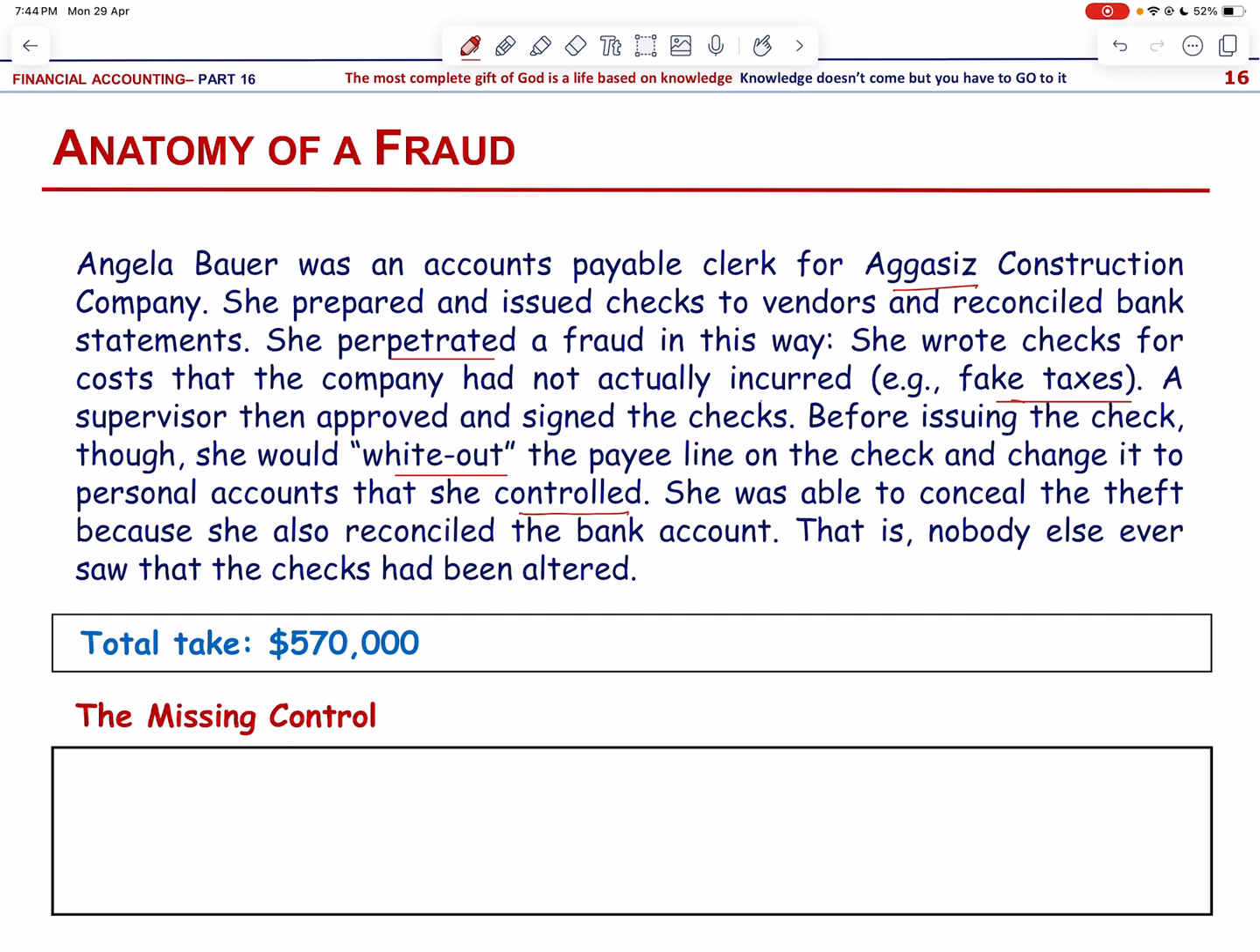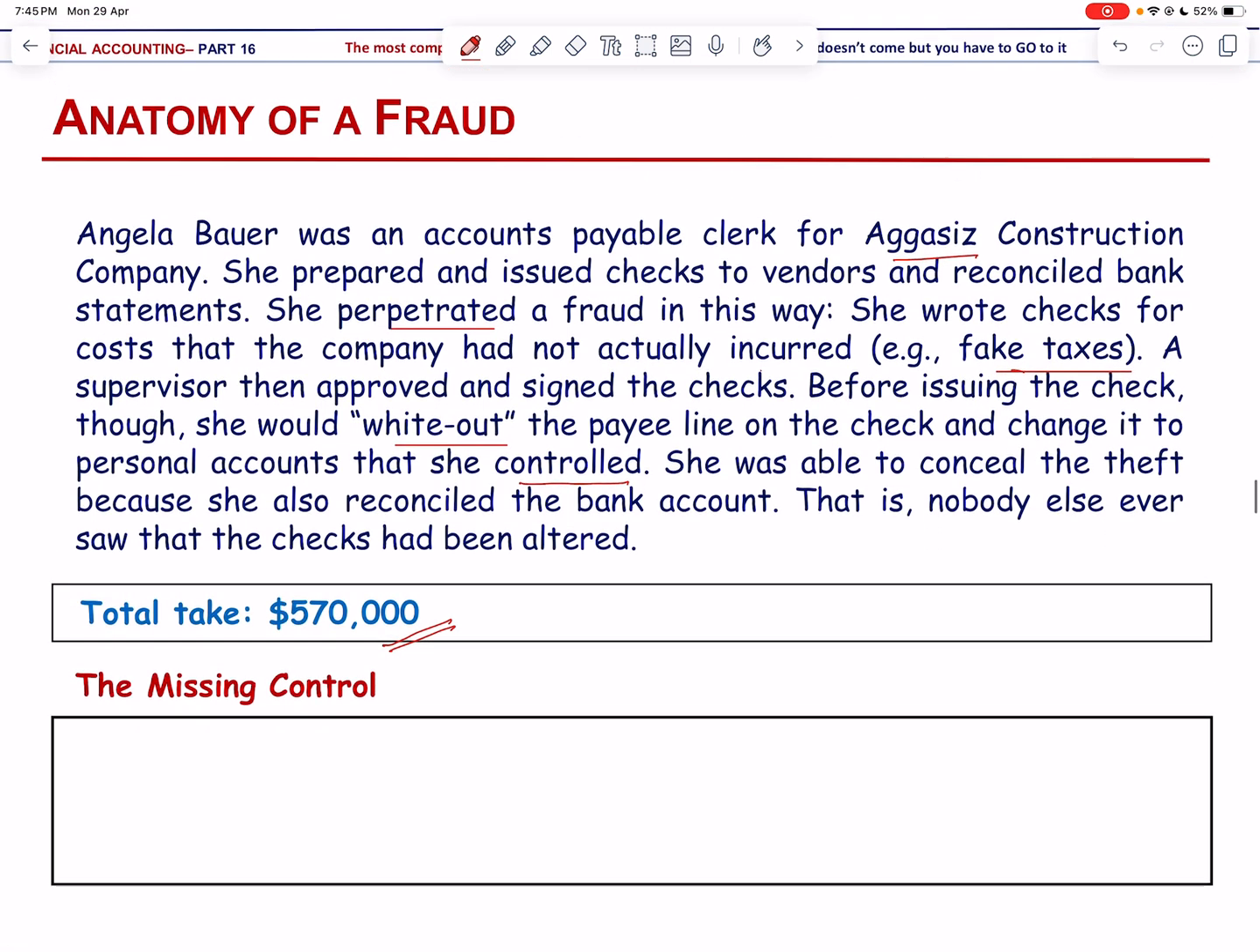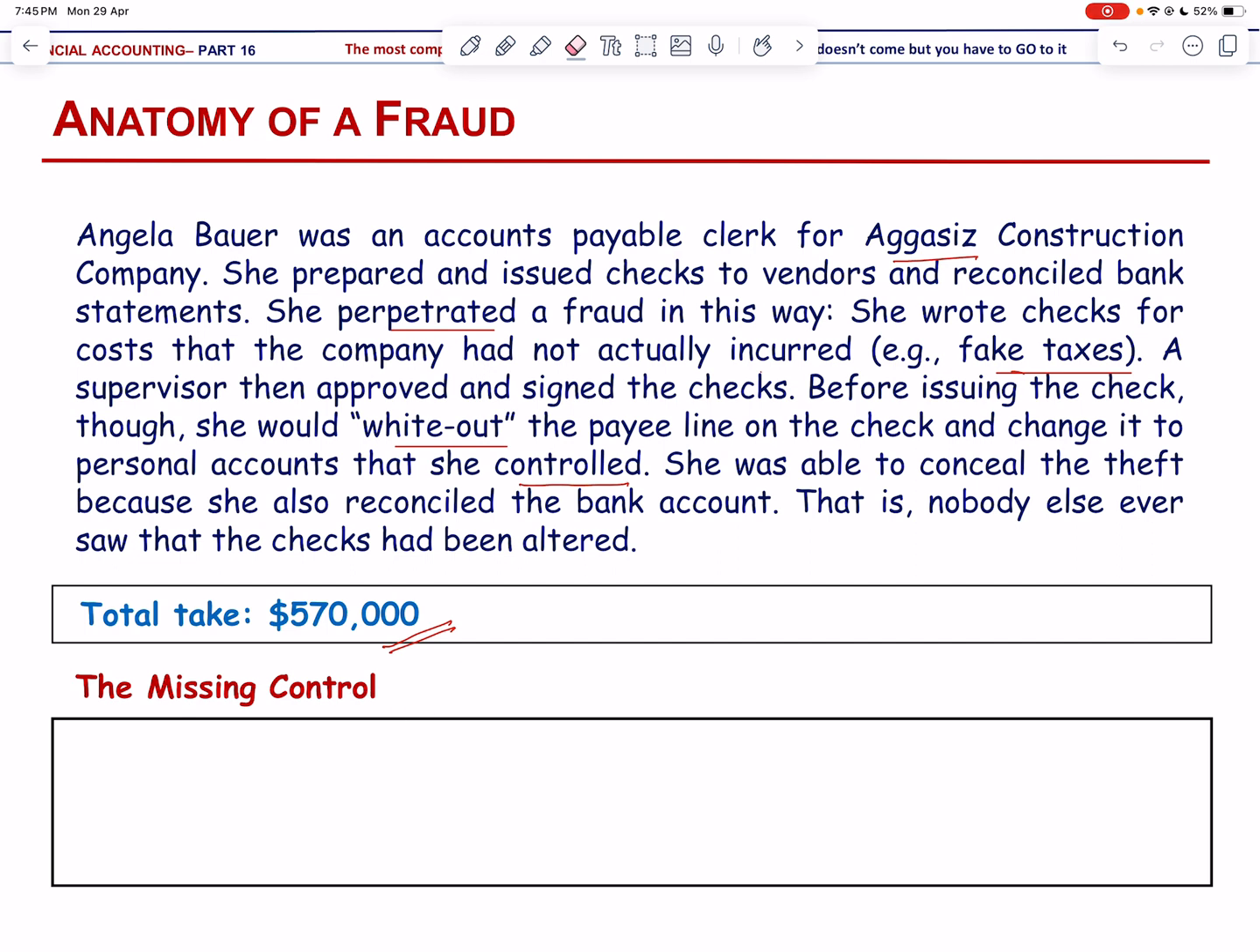The total fraud amount was 570,000. So, the missing control is segregation of duties. As Agassiz Construction Company's record keeping wasn't separated from physical custody, Angela had control over both the blank checks, physical custody, and the record keeping responsibility for preparing the bank reconciliation. This allowed her to manipulate the checks and conceal her actions.